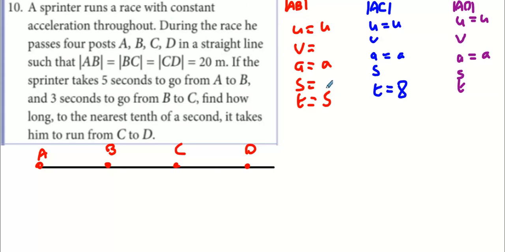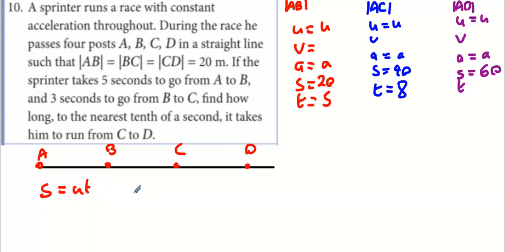S, this is from A to B. The distance from A to C, because it's two 20s, and then finding the distance from A to C, 60, right? Which two data sets are complete or closer to being complete? A, B, and A, C. So my suggestion would be to get a simultaneous equation like the last question using S equals UT plus half AT squared using A, B, and A, C.